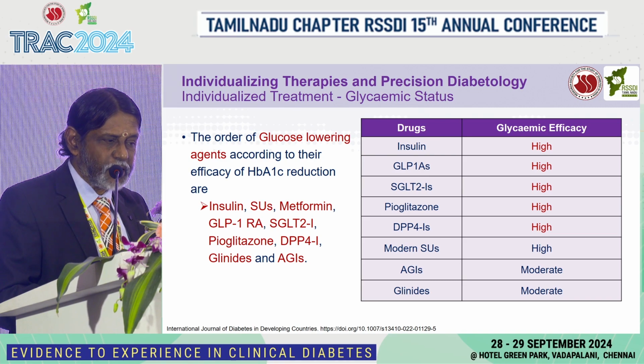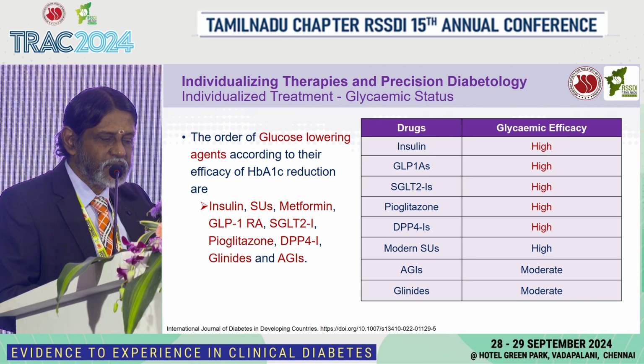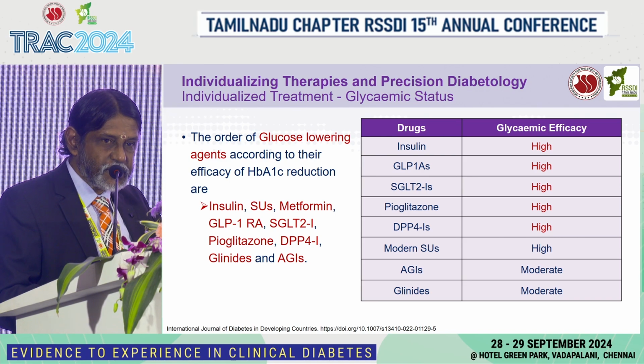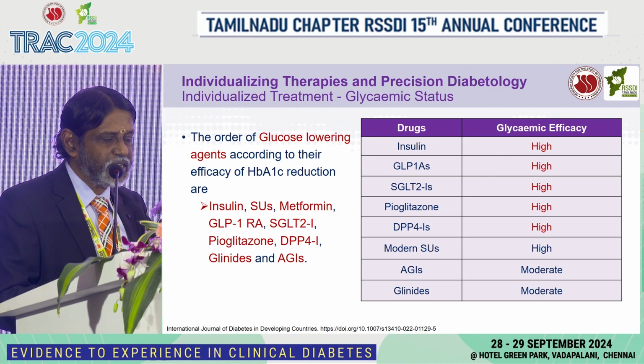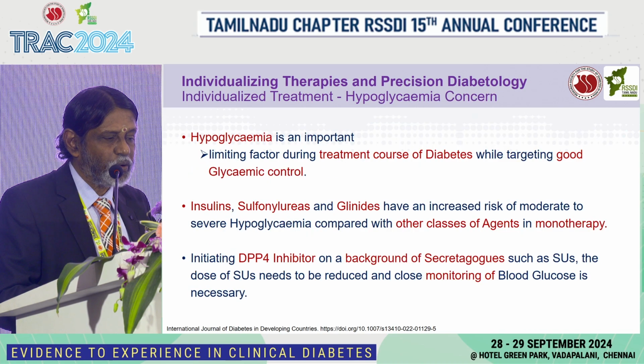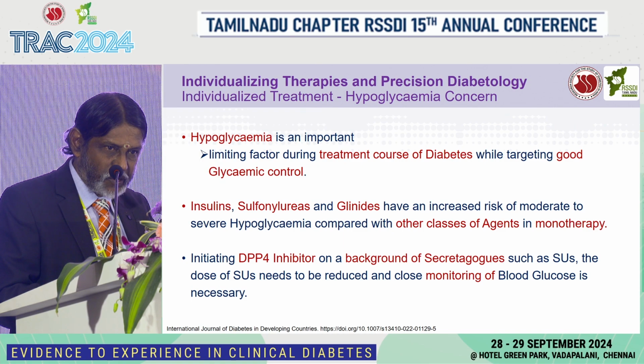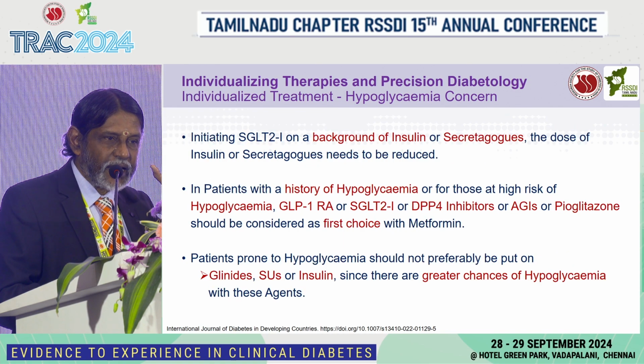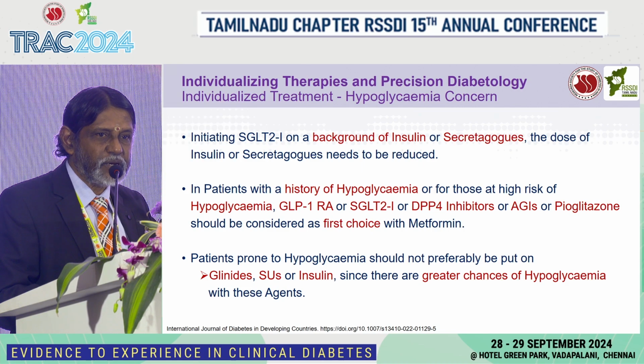So individualizing therapies based on the glycemic status, we have the order of priority in terms of reduction of A1C from insulin, GLP-1 receptor analogs, SGLT2 inhibitors, pioglitazone and DPP-4. Next is hypoglycemia concern. So hypoglycemia is an important limiting factor. Insulin, sulfonylureas and glinides have increased risk of moderate to severe hypoglycemia. Initiating DPP-4 inhibitor on the background of secretagogue, we need to monitor. And in prescribing SGLT2 inhibitors on top of secretagogues, we should be a little careful.